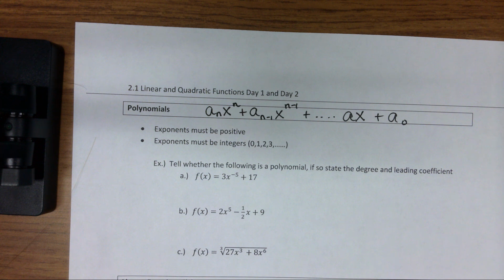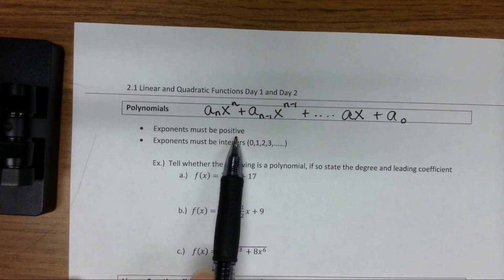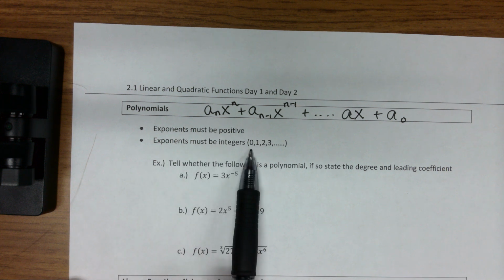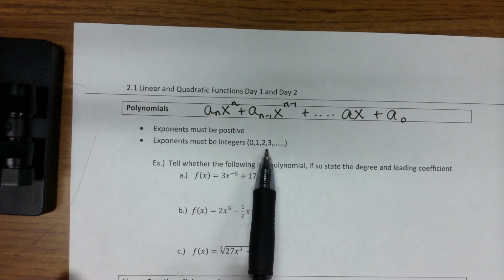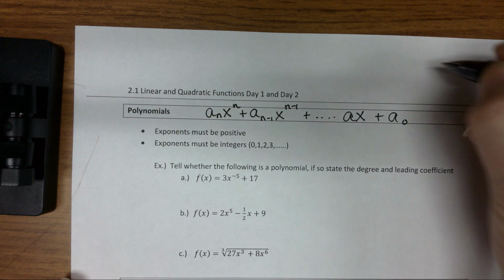One thing that you need to know in order for it to be a polynomial function is that the exponents must be positive numbers and the exponents must be integers. So 0, 1, 2, 3. We have another name for things that have different exponents. And also what you want to be aware of is we study something else that looks something like this.